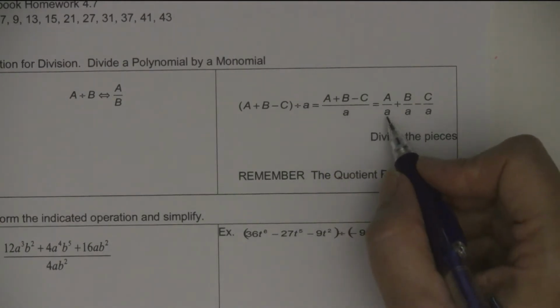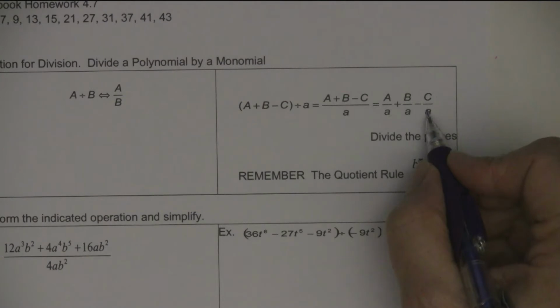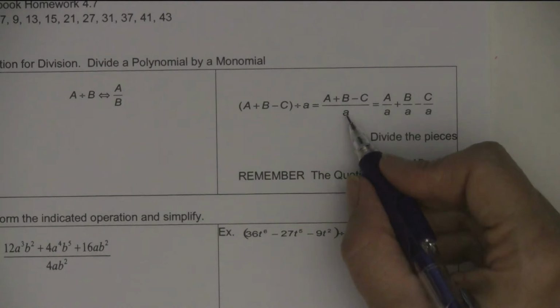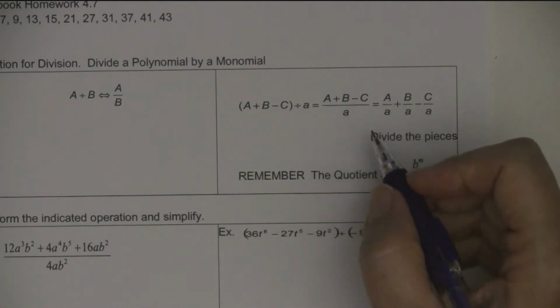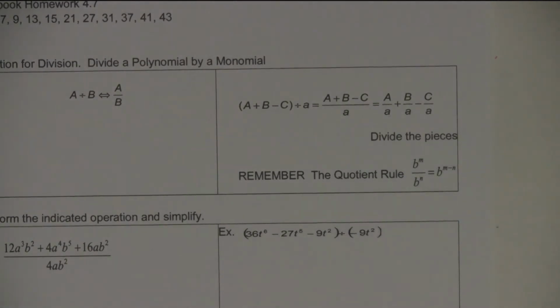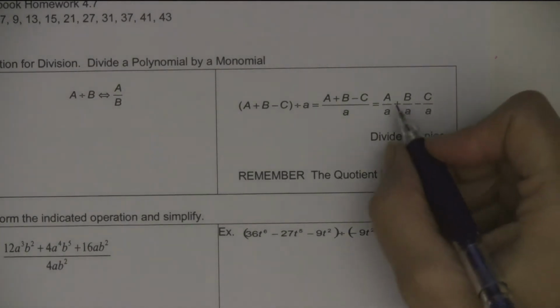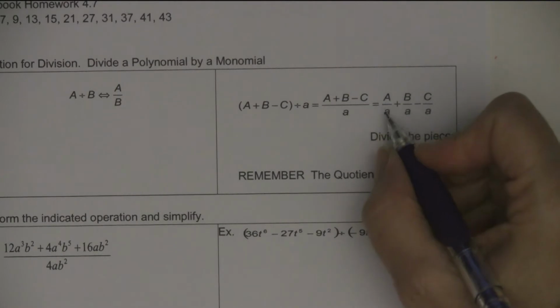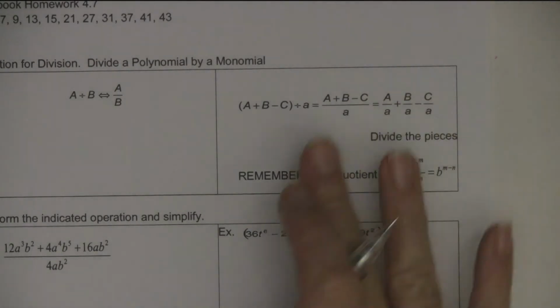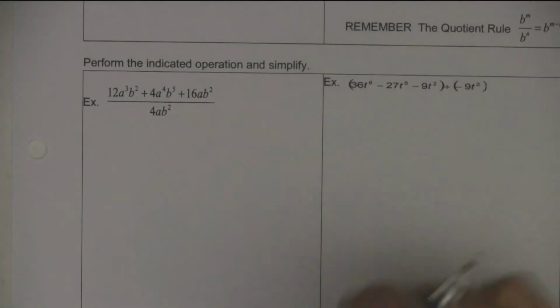When you think about it, how do you add fractions together? You get a common denominator. Well, they have a common denominator, it's A, and then you add or subtract their numerators over the common denominator. So you're essentially just kind of going backwards from that. Then you can use the quotient rule that we learned in 4.2, because this is the kind of thing that we divided in 4.2, a monomial by a monomial. So we'll give a try to it.